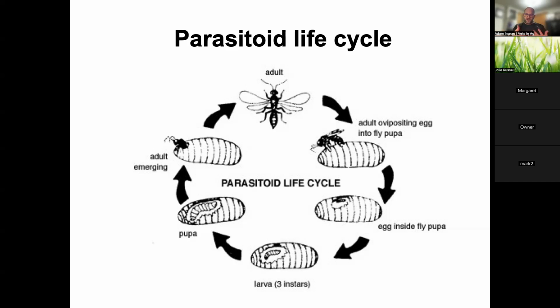So very different strategy. Parasitoids, their immature life cycles happen usually on or inside of another organism, whereas predators, that is not the case. Predators are out roaming around. So very different in the sense of what they do as far as their life cycles are concerned.